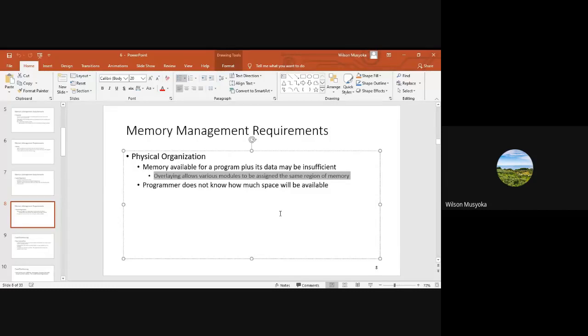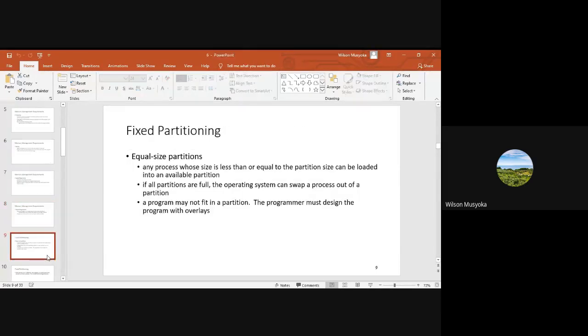Overlaying allows various modules to be assigned the same region of memory. The programmer or the user or the program itself will not know how this location is available, but it is the work of the operating system to ensure that this region of memory can be shared among these programs, or among these modules of a program.